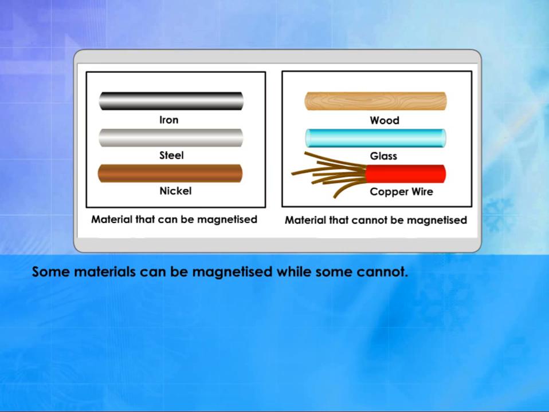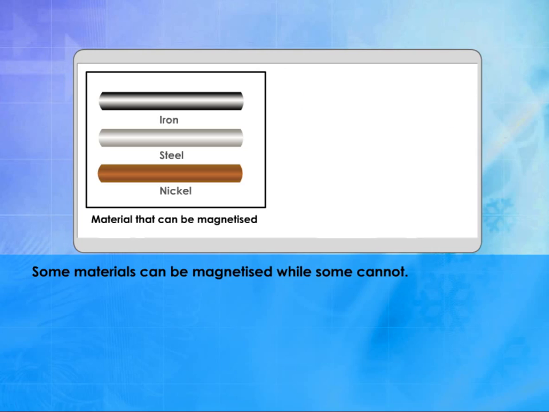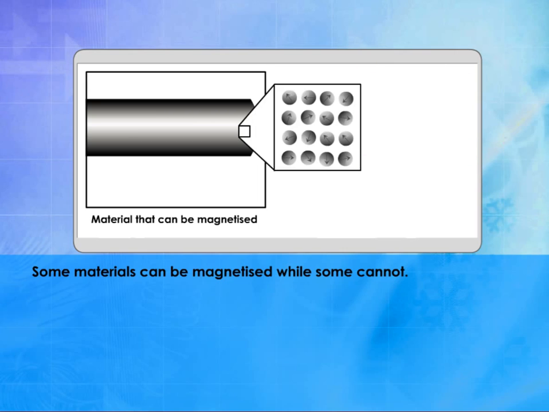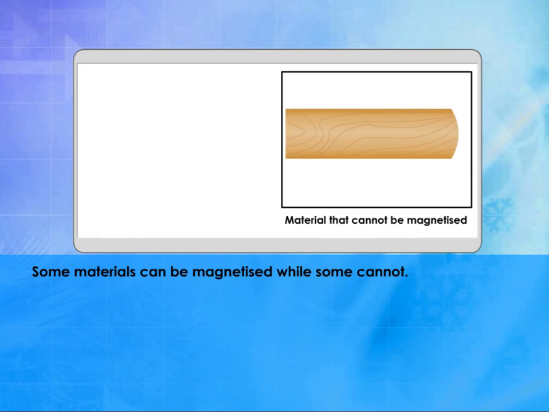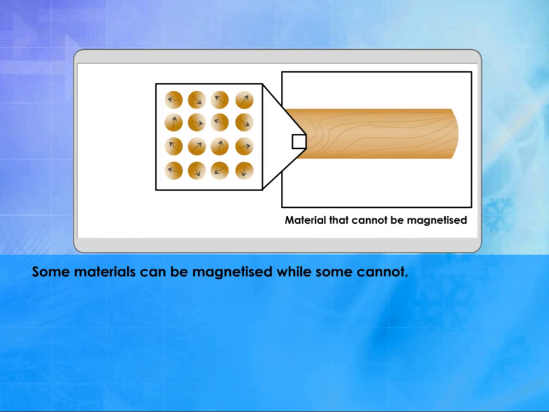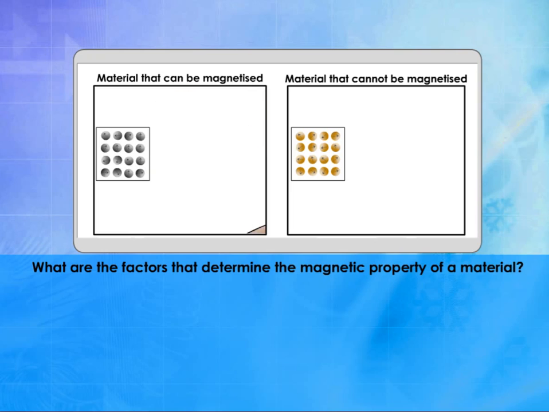Some materials can be magnetized while some cannot. What are the factors that determine the magnetic property of a material?